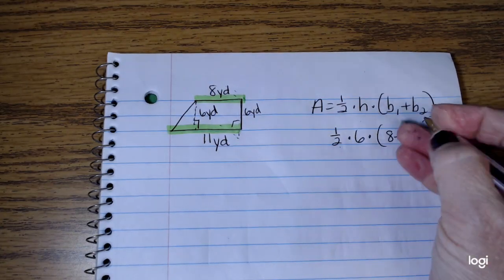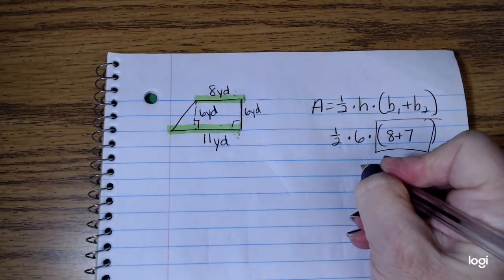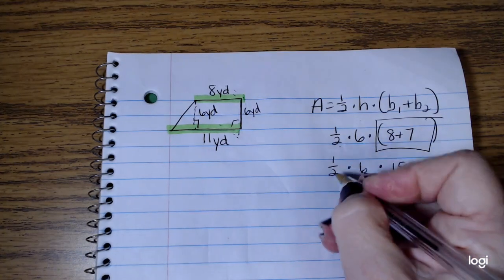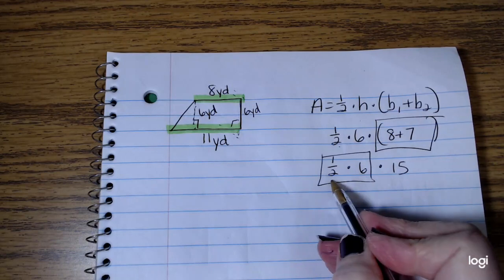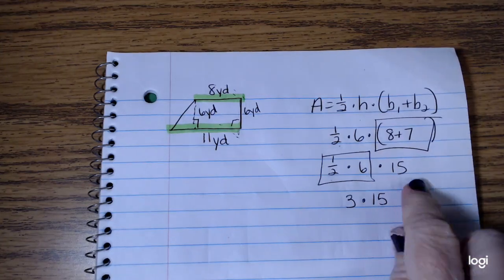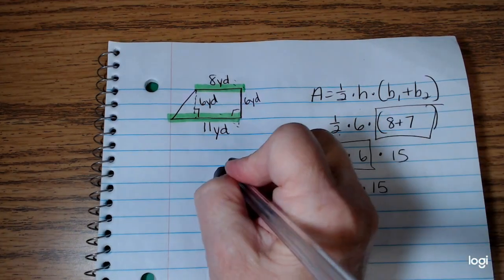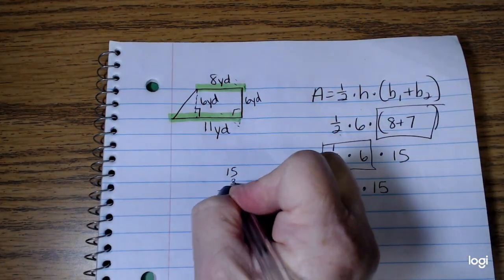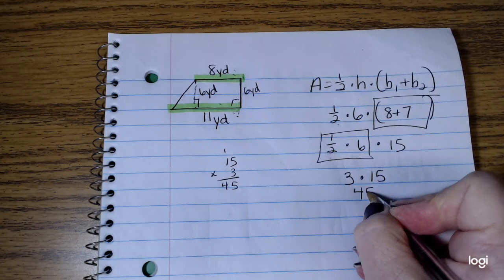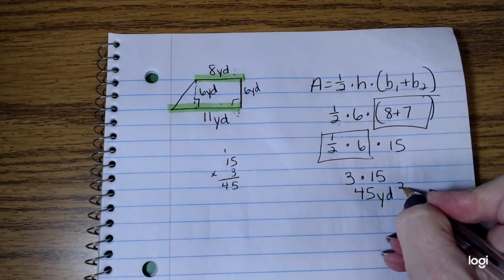Please excuse my dear Aunt Sally. Parentheses first. And then copy everything else down. What is 1/2 of 6? If I take 6 and I cut it in half, the answer is 3. And now I'm going to multiply times 15. 3 times 15. If you need your calculator to do so, you can. Some of you might be here on the side of your paper multiplying that to see what it is. And it looks like our answer is going to be 45. However, don't forget, we need our label. And our label on this one is yards squared.